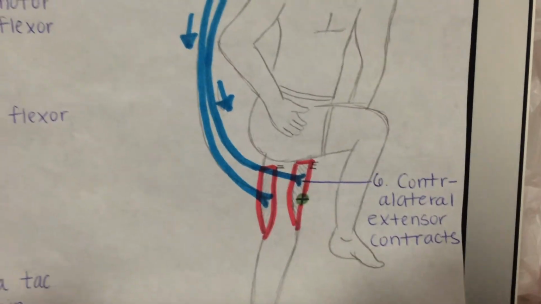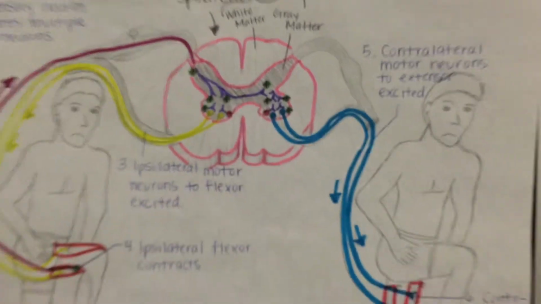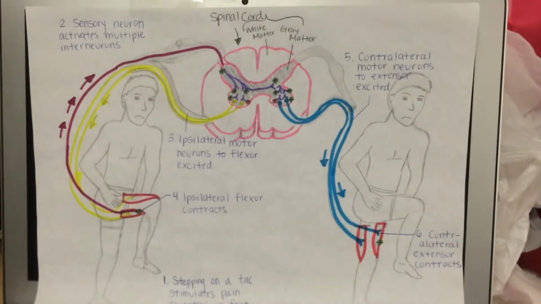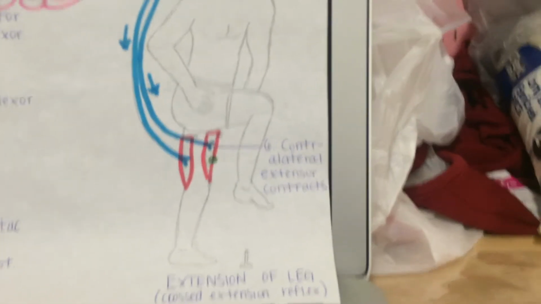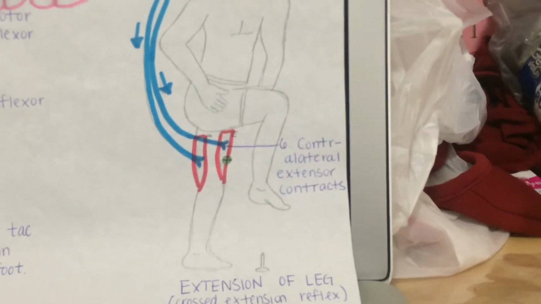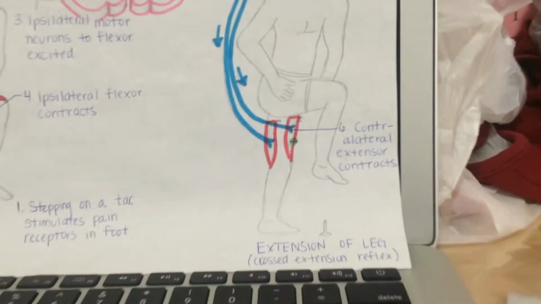The positive signs marked on this diagram illustrate the stimulation of muscles. Cross-extension reflex ensures that the left leg is extended to support the weight of the body when the right leg is flexed and withdrawn. This is an antagonistic process.